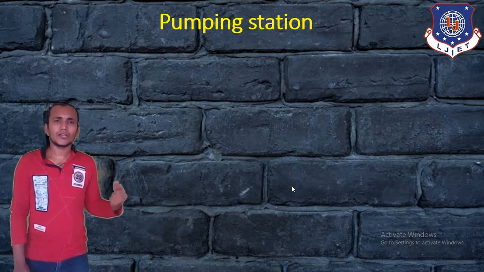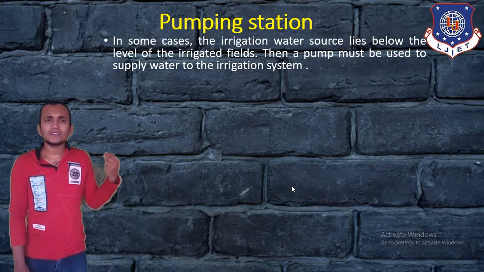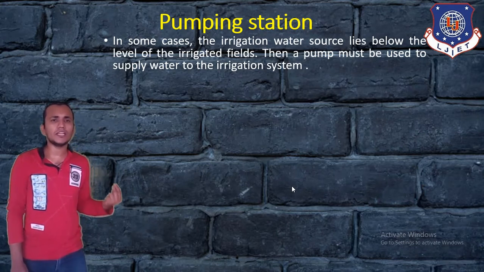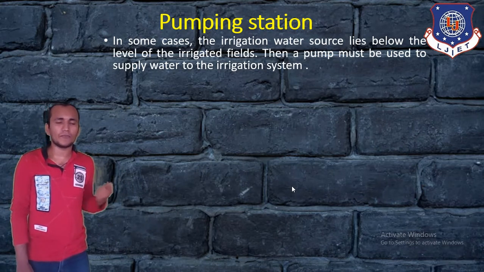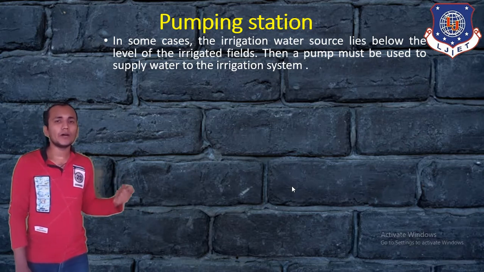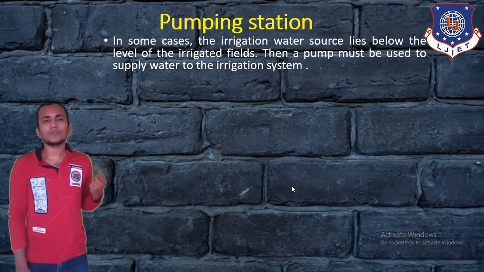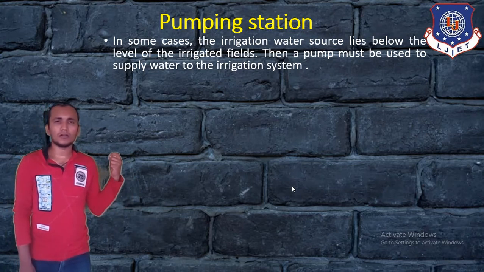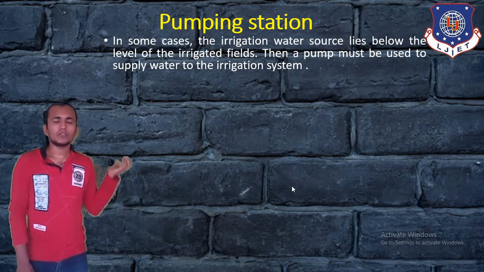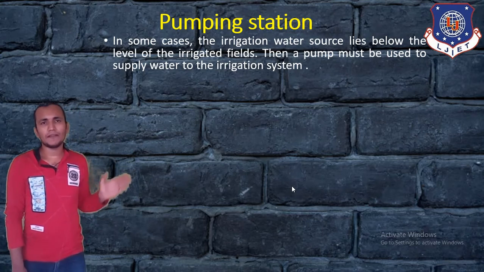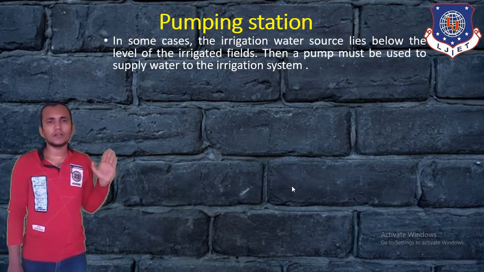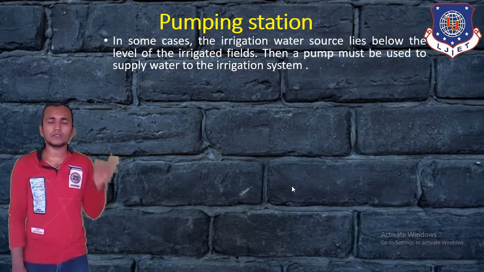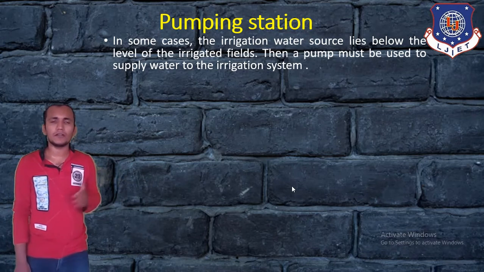So why is a pumping station required? In some cases the irrigation water source lies below the level of the irrigated field. Then a pump must be used to supply water to the irrigation system. We know that a pump or a motor can be used to supply water from a lower level to a higher level. So sometimes we can use a pumping station also, okay, to supply water to different irrigation fields.